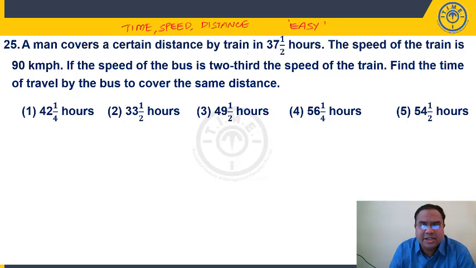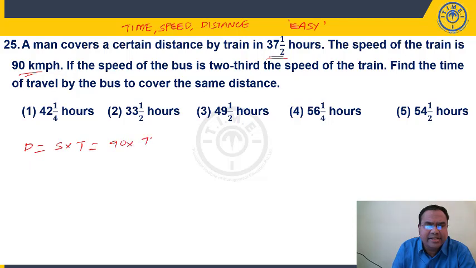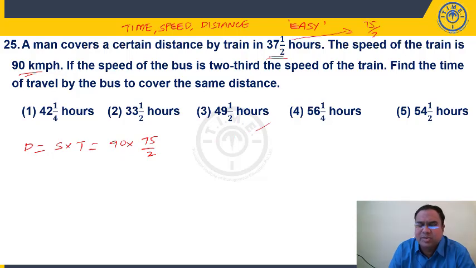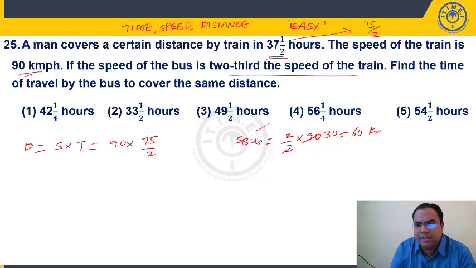A man covers a certain distance by train in 37.5 hours. Speed of the train is 90 kilometers per hour. So what is the distance formula? Speed into time. So speed is 90 into time is 75 by 2 hours. This is my distance. 37.5 is nothing but 75 by 2. Now if the speed of the bus is 2/3 of the speed of the train, so speed of the bus should be 2/3 of speed of train. How much is speed of train? 90. So speed of bus is 60 kilometers per hour.